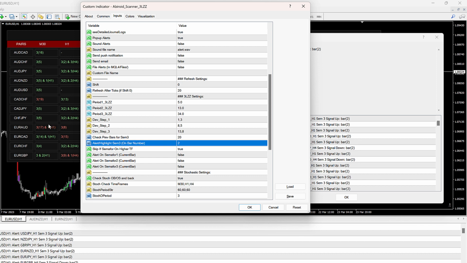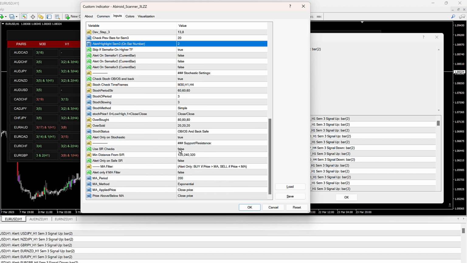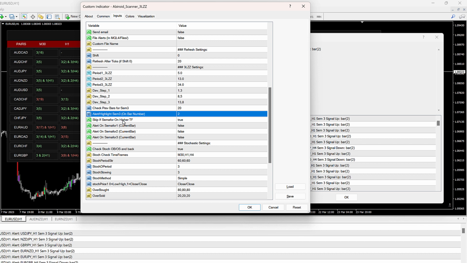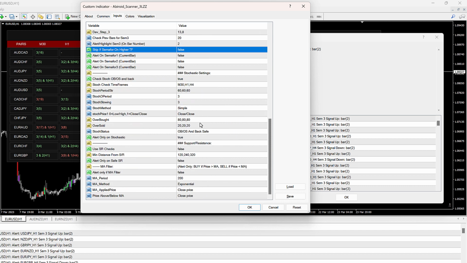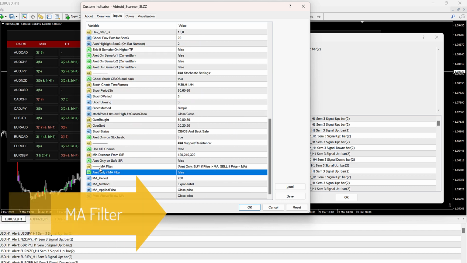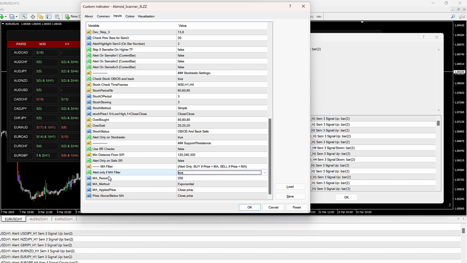And if you are not interested in this higher time frame check, in that case you can always set that to false. Skip if Semafor on higher time frame. If you set this to false, in that case it won't check the higher time frames. And finally, the last difference between the previous version and the new one is this newly added MA filter. So if you have this to true, and if you have an MA period and method, applied price, and all of these things set, in that case it will show you these alerts.